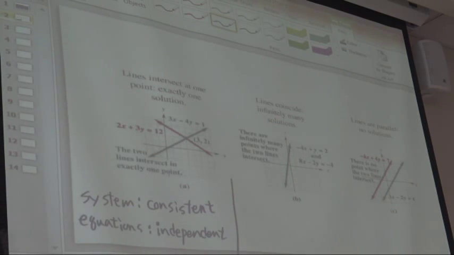And for the second case, the system, we say that it is consistent because there is a solution. And for the equations, the second equation can be generated by the first equation. So they are dependent. The second equation depends on the first equation. So we say that the equations are dependent.